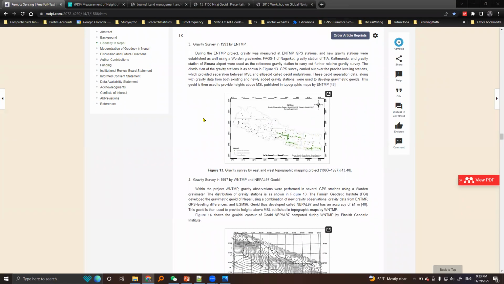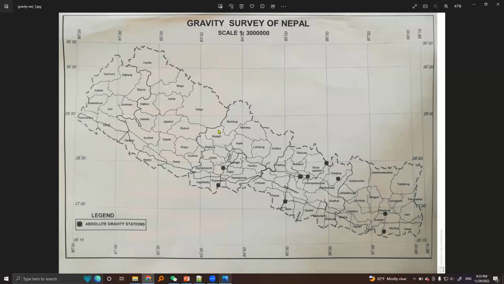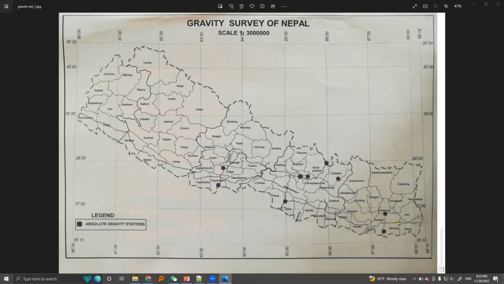After 1993, let's go to 1996. In 1996, again, the Survey Department and UNAVCO established 9 other gravity stations in Nepal, and these are the 9 gravity stations. This is Biratnagar, this is Bhedetar, Dhankuta, this is Chaku of Dolakha, this is Kodari of Sindhupalchok, Nagarkot, Kathmandu, Simara, Tansen of Palpa, and Siddharthanagar of Rupandehi. Gravity at these stations was measured by the relative gravity survey technique.